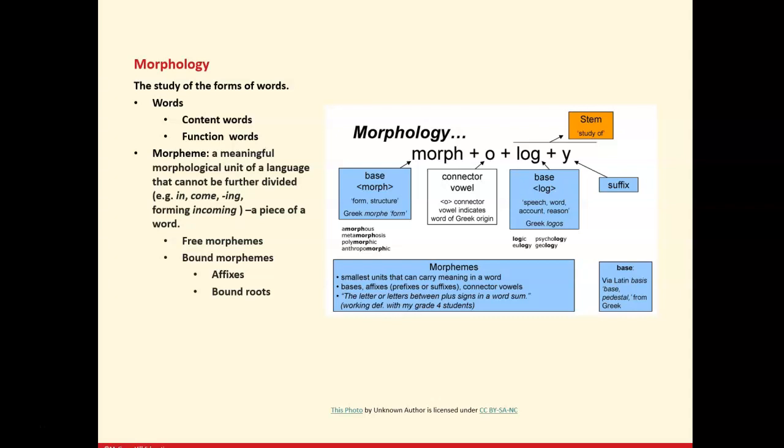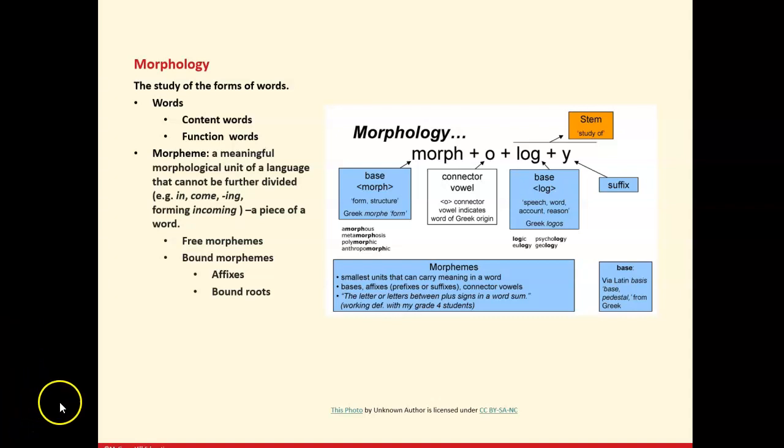The second level of language is called morphology. Morphology is the study of words and how they are formed and their relationship with other words. So when we talk about morphology, we talk about stems of words, roots, prefixes, and suffixes. All those are part of the study of morphology.